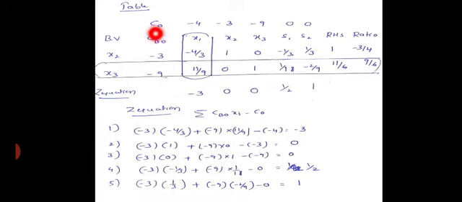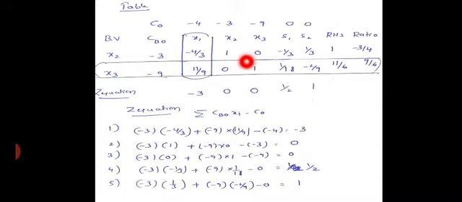Okay, what is my Z equation? CB into the first x1 column: -3 into -4 by 3 plus -9 into 11 by 9, minus of -4. Similarly, -3 into 1 plus -9 into 0, and minus of -3 it becomes 0. Then -9 into 1 and minus of -9 it will be 0. Again -3 into -1 by 3 plus -9 into 1 by 18, it is 1 by 2. Similarly -3 into 1 by 3 plus -9 into -2 by 9, minus of 0, it is 1. Okay, these are my Z equation.